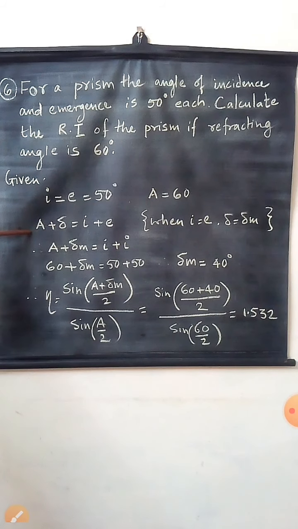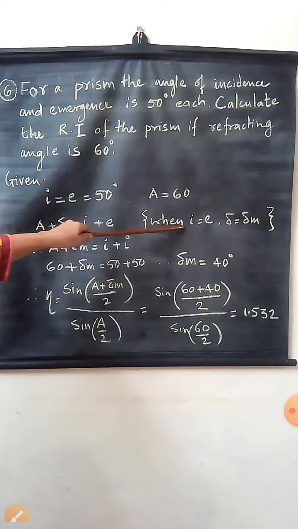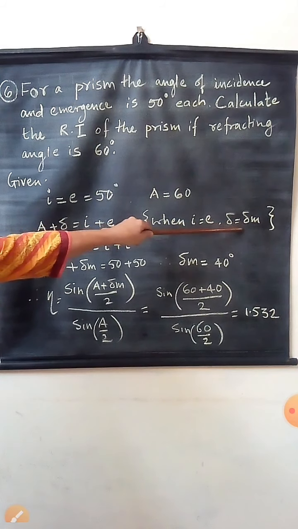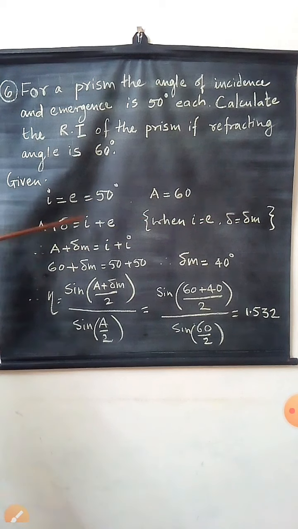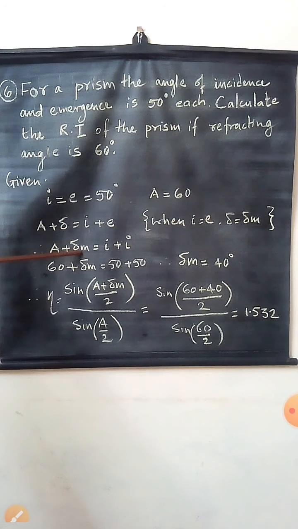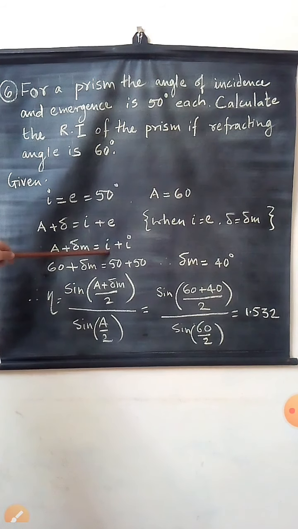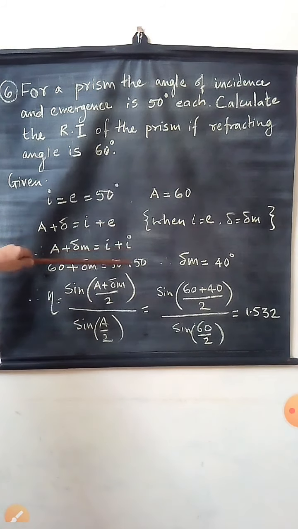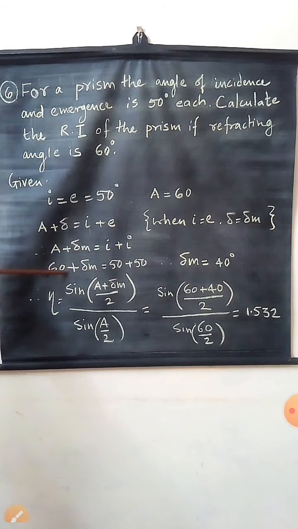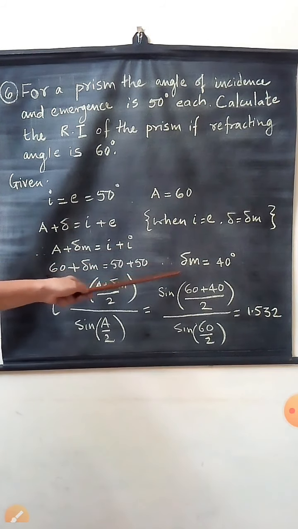Now for a special case when I is equal to E, angle of deviation is minimum, delta is equal to delta M. So here you are given I is equal to E, which is 50. So now in this case delta will be equal to delta M. So here substituting the values, A plus delta M for delta is equal to I plus E, which is I plus I. Substituting the values for A 60 and I and E both 50, from this equation you get the value for delta M as 40 degrees.